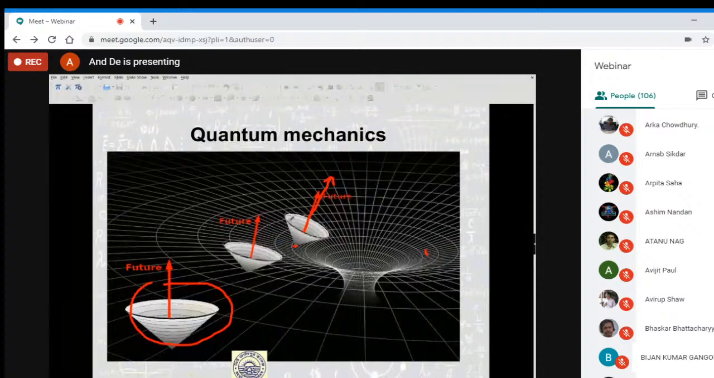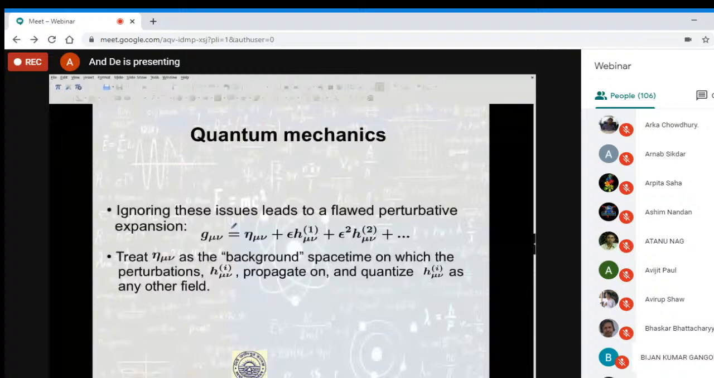What is our future and what is our past and what is our present? And if you're trying to quantize this theory, then in some sense you are quantizing what is future, what is past, what is present. Again, a rather complicated and interesting issue. We can ignore these issues though. We can say, okay, yes, those are fundamental, but let's ignore it.